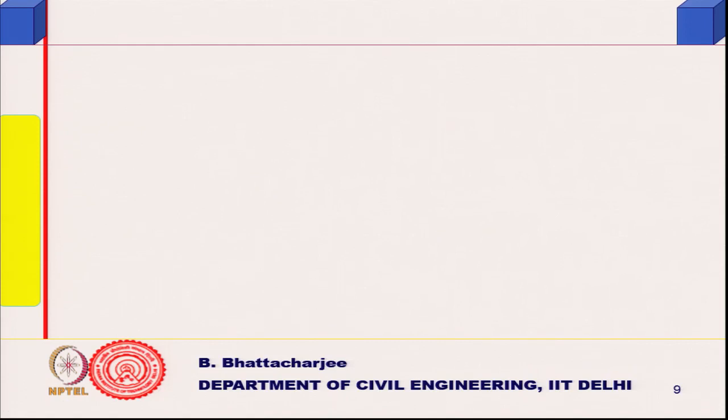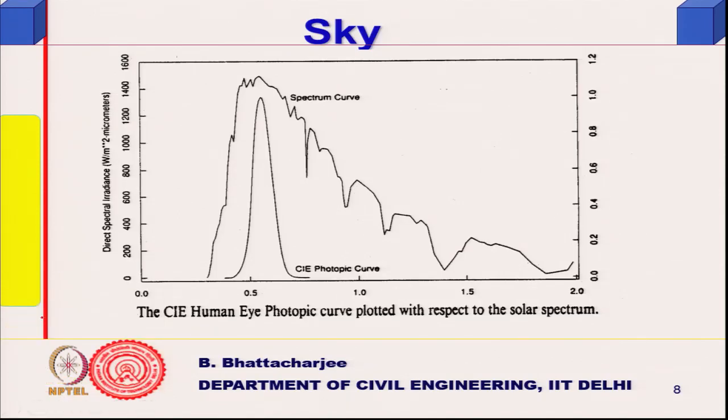This is the visible portion, this is the direct spectral irradiance, this is the wavelength. So, this is the total solar radiation. Of course, a large amount of infrared radiation, heat waves, are there, and this is the visible portion. So, it depends upon this total irradiance that is received. So, one can relate the amount of light to the total irradiance as well. That is basically the idea.